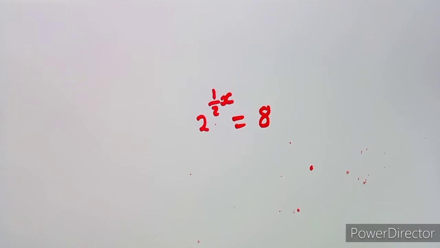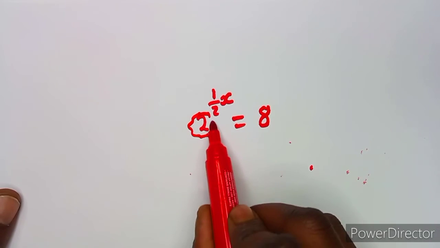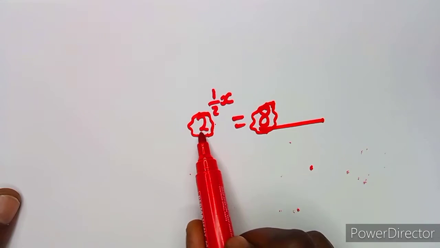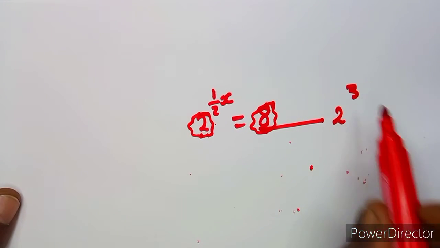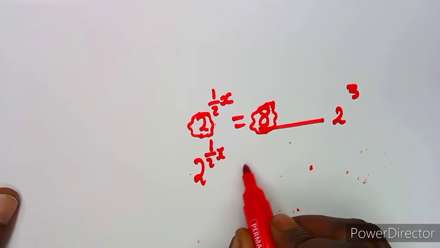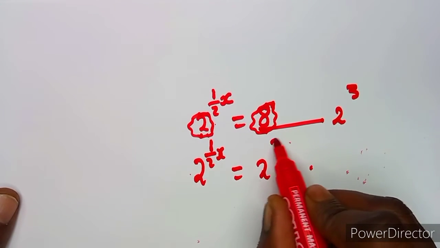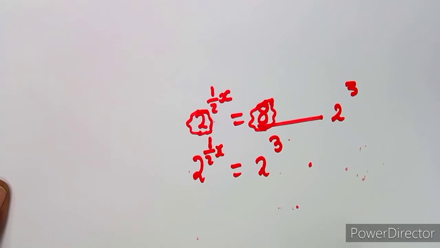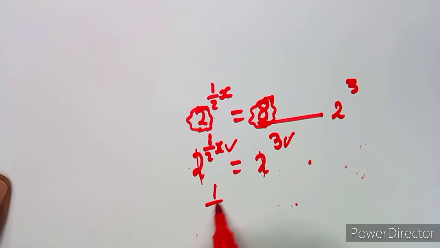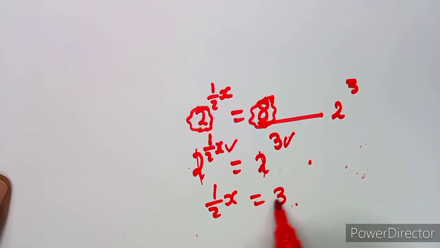So as you can see now, we are at a stage which most of us are used to, where we can write these numbers in the same base. So 8 can be written in base 2, which is 2 to the exponent of 3. So this is going to give us 2 to the exponent of half x, which is equal to 2 to the exponent of 3. So the bases are the same, so it means the exponents are the same. Half x is equal to 3.